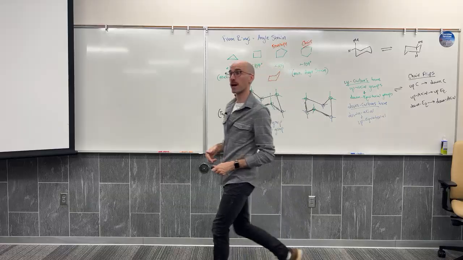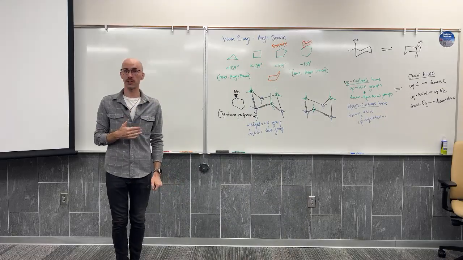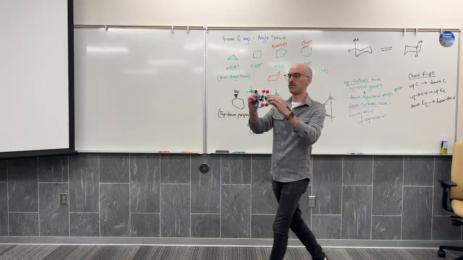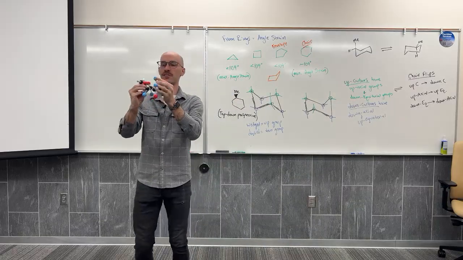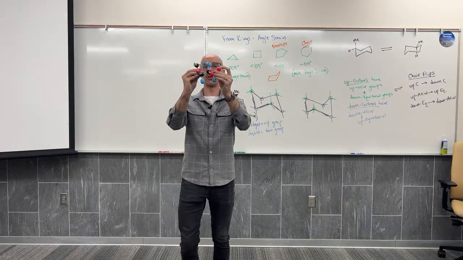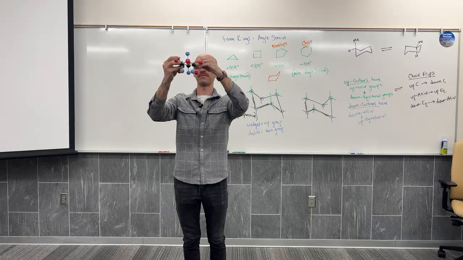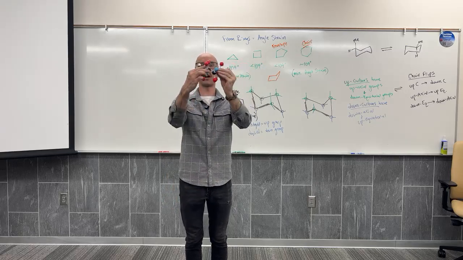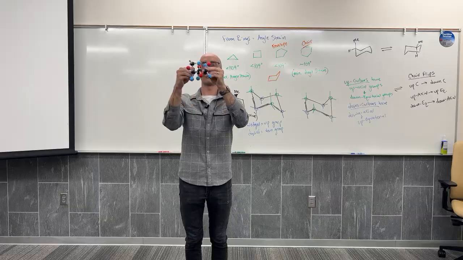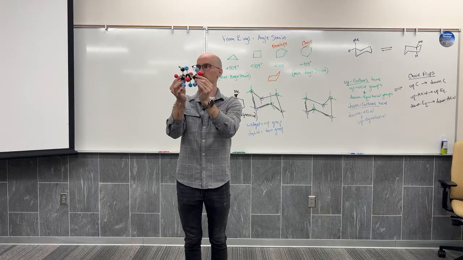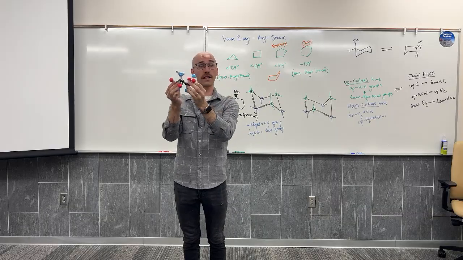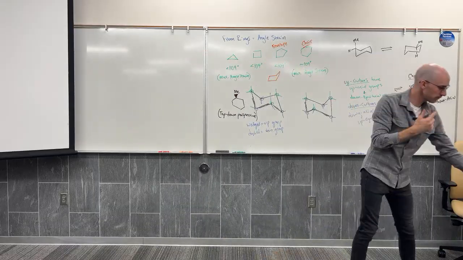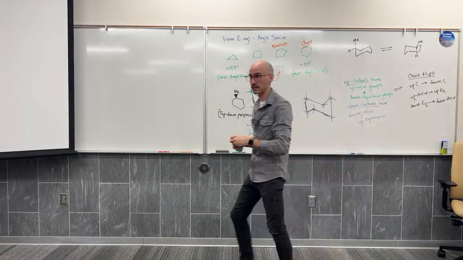Now, what about the strain between these two conformations? I've done a challenging job of demonstrating to you that this molecule can rotate between two conformations, but which of these two conformations is the most stable conformation? Are they the same energy or are they different energies? The Newman projection can tell us.